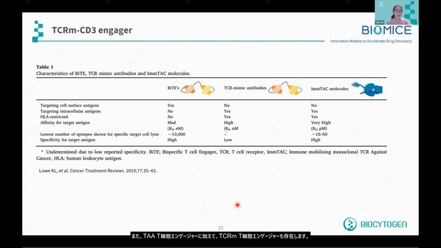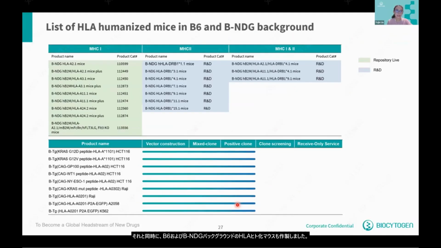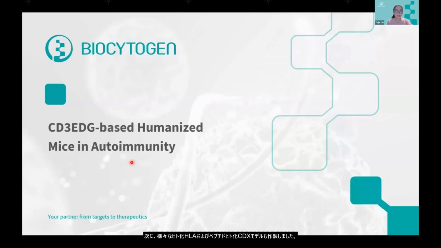And meanwhile, apart from the TAA T-cell engager, there are also TCRM T-cell engagers. So based on that, we also generated a series of HLA humanized cell lines in C50 background. And we also generated HLA humanized mice in B6 and BNDG background, as well as different HLA humanized and peptide humanized CDX models. That's all for the tumor part.